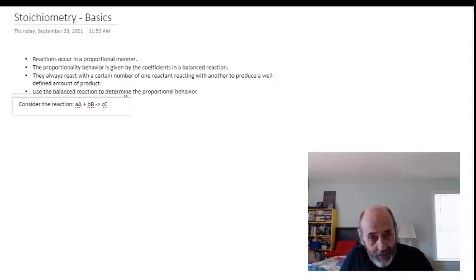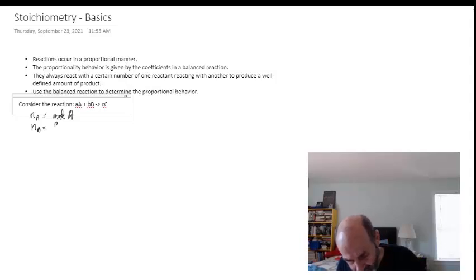So let's define a few terms. Let's say that we have defined N sub A as the number of moles of A and N sub B equal to the moles of B. And finally N sub C would equal the moles of C. So those are our three compounds, particles that are involved in the reaction.